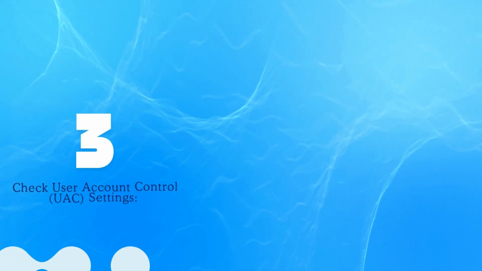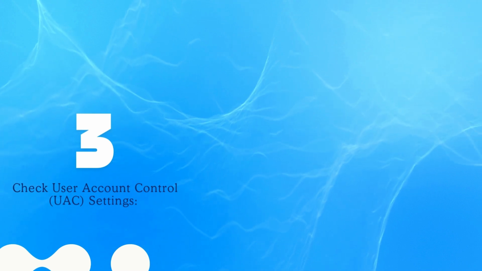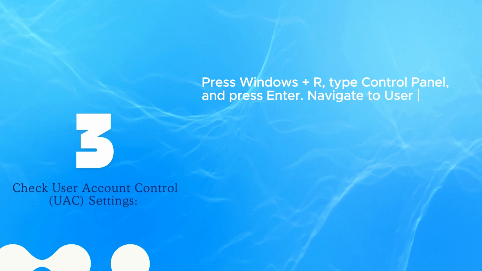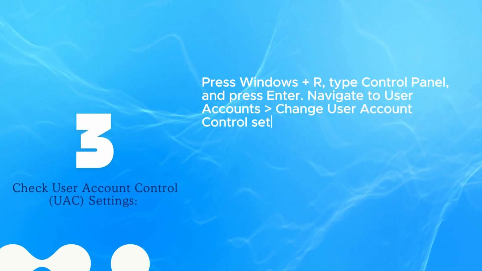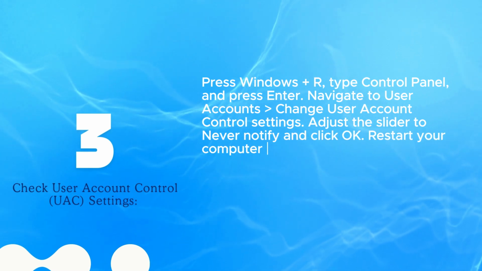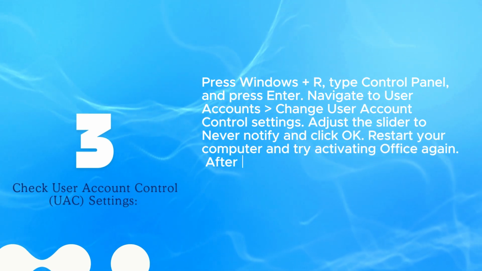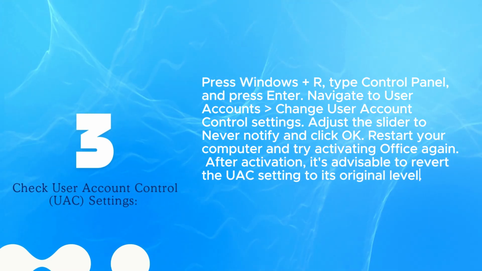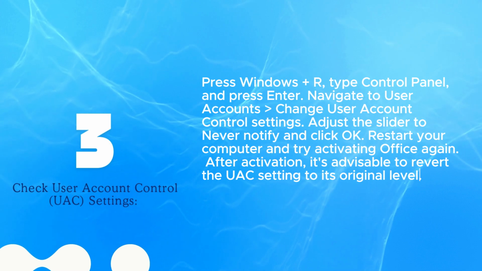3. Check User Account Control or UAC settings. Press Windows plus R, type Control Panel, and press Enter. Navigate to User Accounts. Change User Account Control settings. Adjust the slider to Never Notify and click OK. Restart your computer and try activating Office again. After activation, it is advisable to revert the UAC settings to their original level.